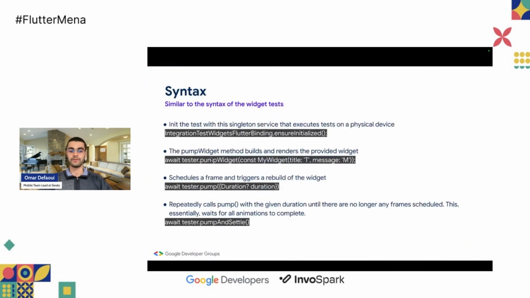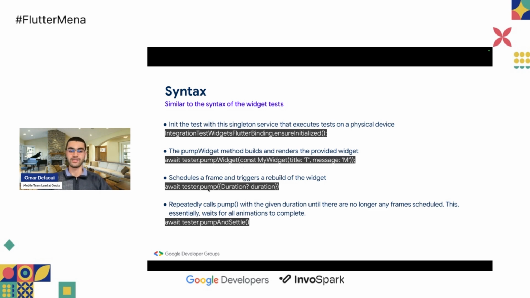And then we have this pumpWidget. It's used to render the widget that we provide in the parameter. Let's say it's the function that will launch a specific widget, so we can start our testing from that specific widget. And please make sure that if you have any dependencies for that widget, you should load them before pumping this widget, because otherwise the widget will not find the dependencies and you will receive an error immediately.